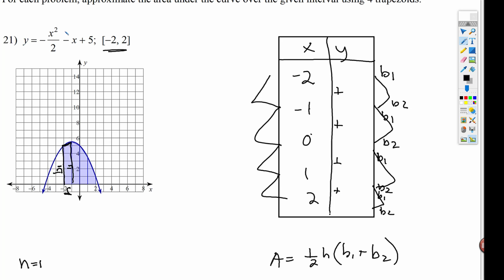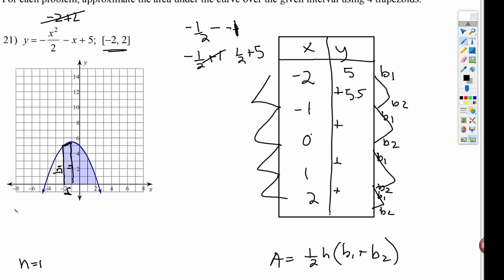So when you plug -2 in there, you're going to get -4/2, which is -2, subtract -2, which is +2. Well, those zero out, so for base 1, you get a height of 5. And then when you plug -1 in there, -1 squared is 1, so that's -1/2, subtract -1, just plus 1, -1/2 plus 1 is +1/2, plus 5. So now we're at 5.5. So there's your base 1 and base 2 for the first trapezoid.